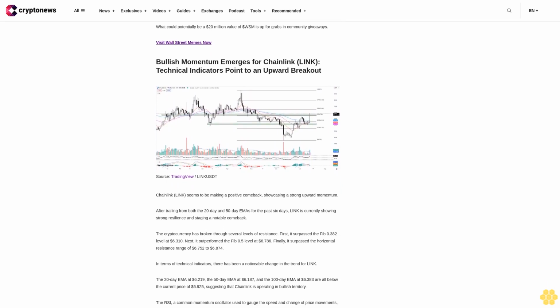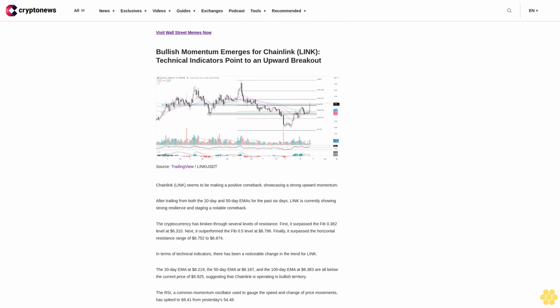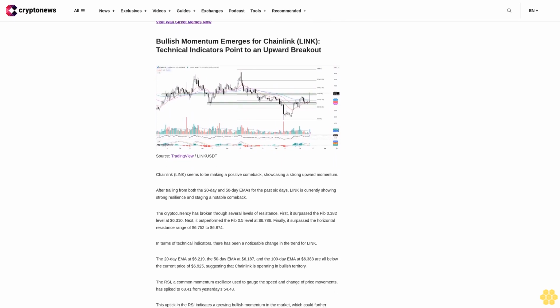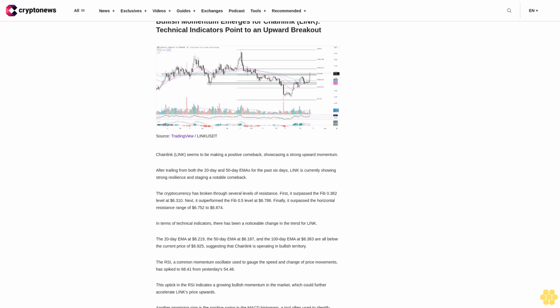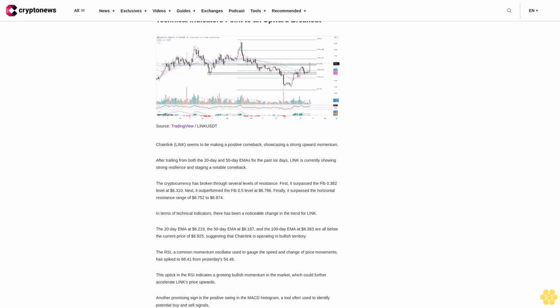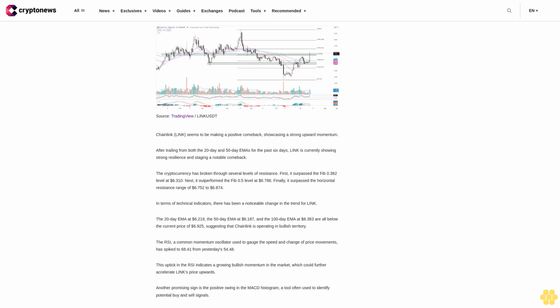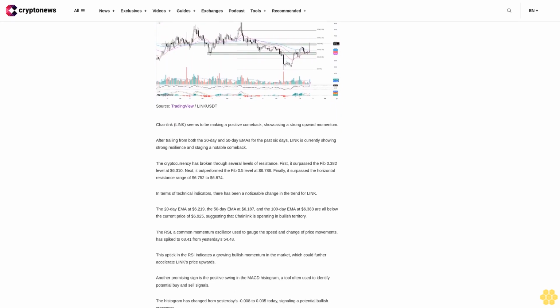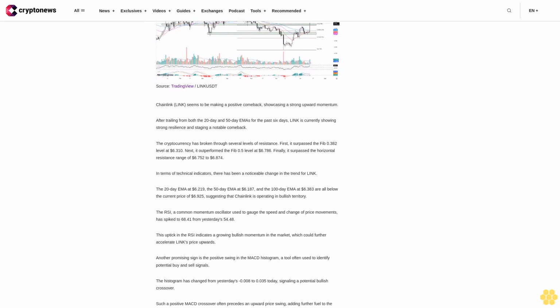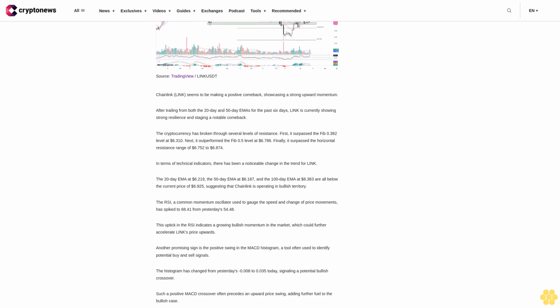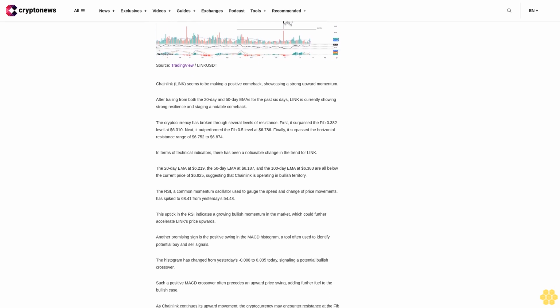The cryptocurrency has broken through several levels of resistance. First, it surpassed the FIB 0.382 level at $6.310. Next, it outperformed the FIB 0.5 level at $6.786. Finally, it surpassed the horizontal resistance range of $6.752 to $6.874. In terms of technical indicators, there has been a noticeable change in the trend for Link.